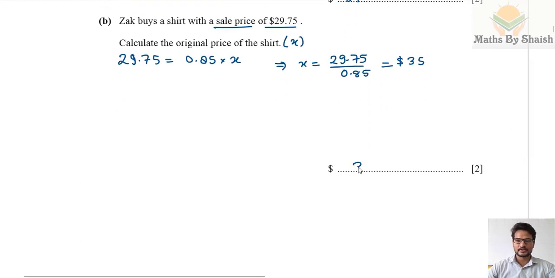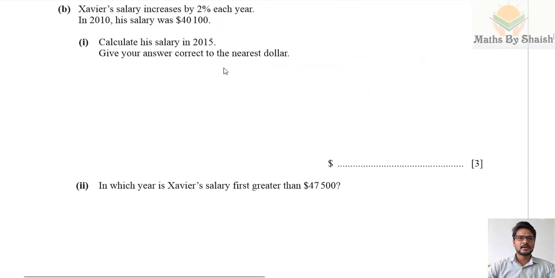So we will write our answer in the given space. B part is, Xavier's salary increases by 2% each year. In 2010, his salary was $40,100. Calculate his salary in 2015. We can see the time is 2015 minus 2010, there are 5 years in between. And then we need to give our answer correct to the nearest dollar.